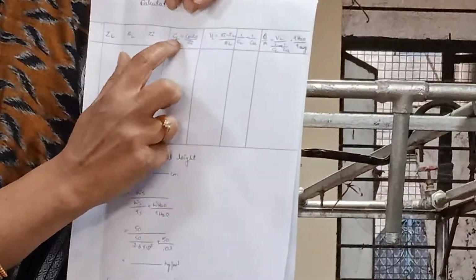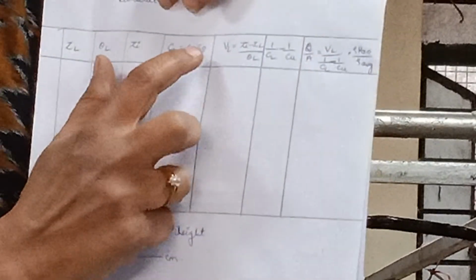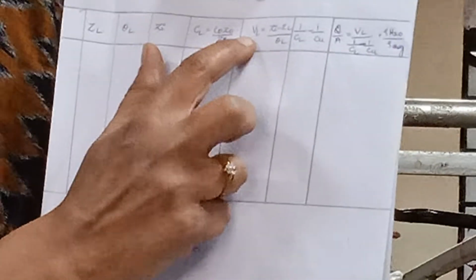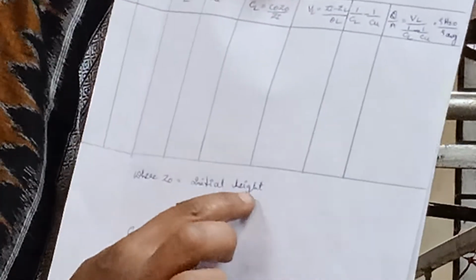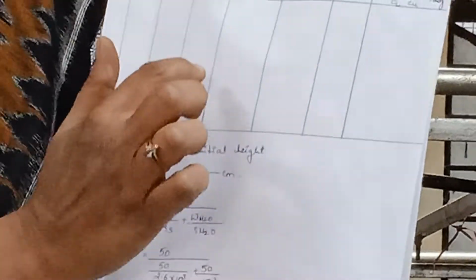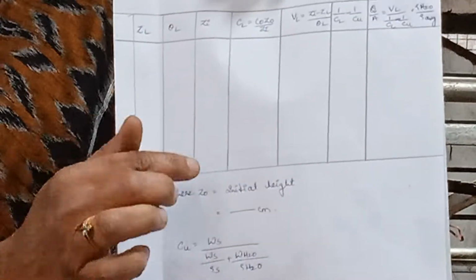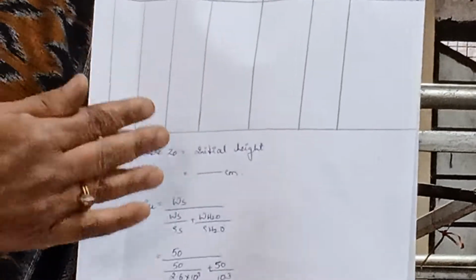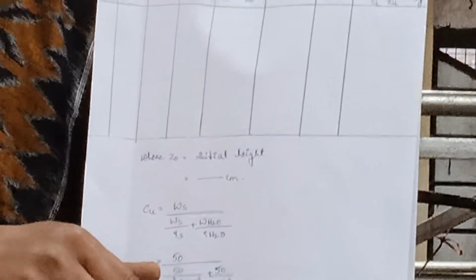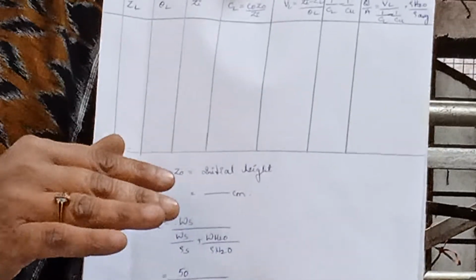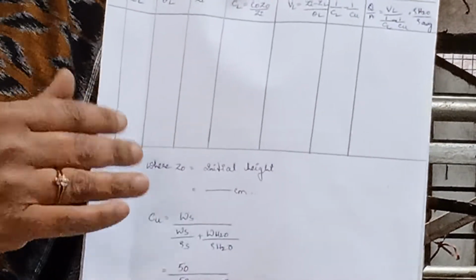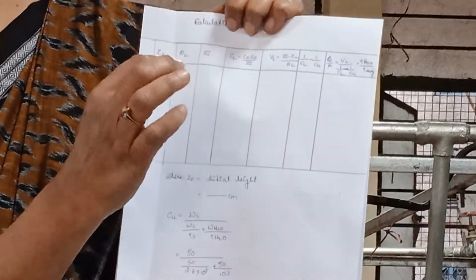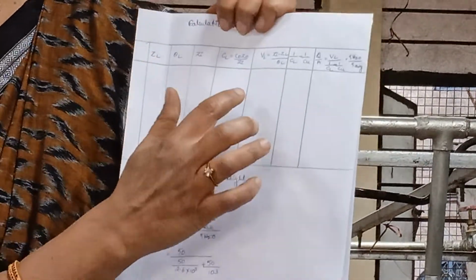So then you have to calculate the CL, that will be equal to C naught into Z naught divided by Zi. Z naught is nothing but your initial height. That all should be in one unit. Whether you have taken in centimeter, it should always be in centimeter. If you have taken in meters, it should always be in meters. In SI units, usually we will calculate in meter per second or kg per meter cube, like that. So the standard units you have to follow.